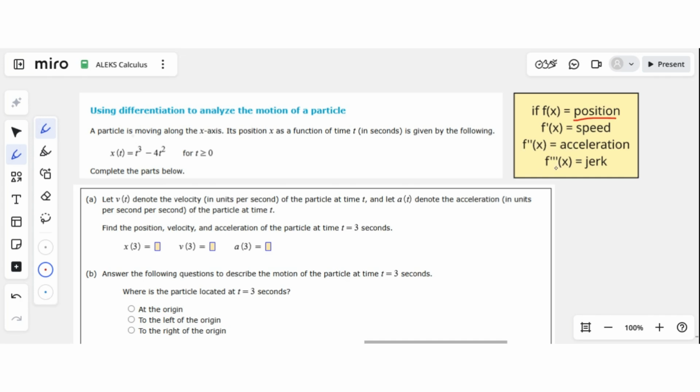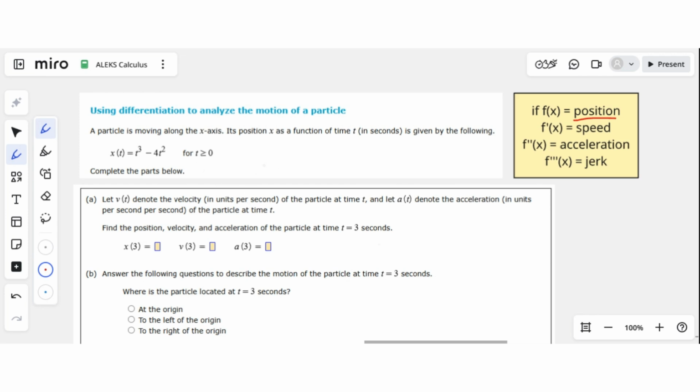There's even a third derivative. Well, there's as many more derivatives as you want, but a third one that people call jerk has to do with how fast your acceleration is changing. So you can find out all of this stuff about a function. If you have the position function, you can get all these other things by taking the derivative, which I think is kind of cool. In this particular problem, it says a particle is moving along the x-axis.